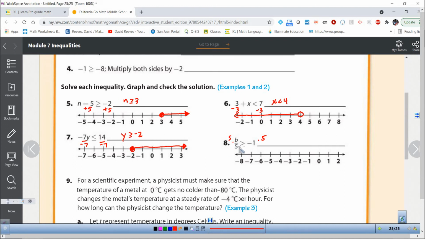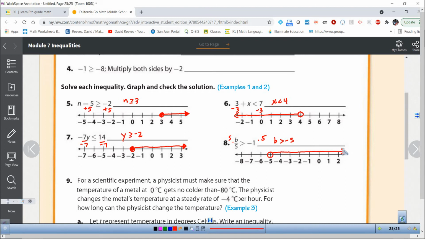This one right here, I'm multiplying by 5. Not a problem. If it was true, it stays true because I'm multiplying by a positive. Even though this number here is negative, I am multiplying by a positive. B is greater than negative 5. How about an open circle on negative 5? The values that are greater than negative 5 are going to go to the right.